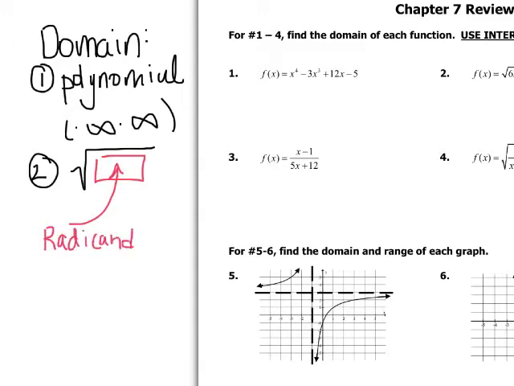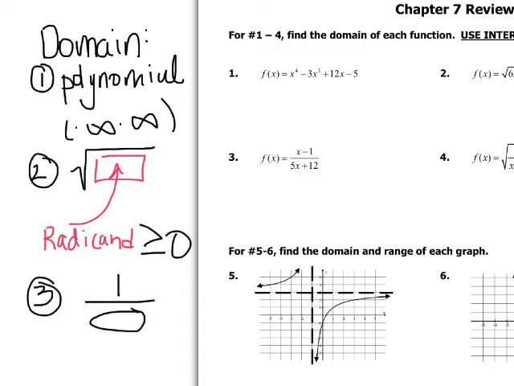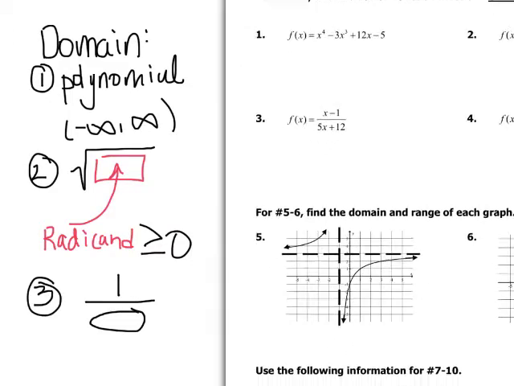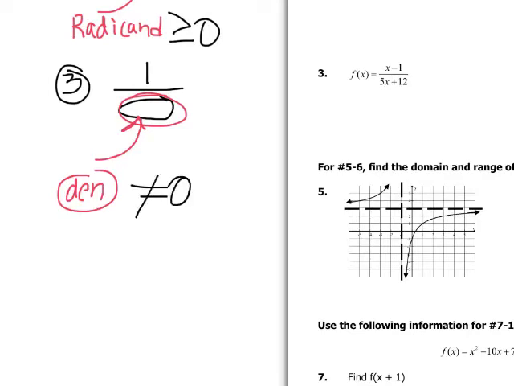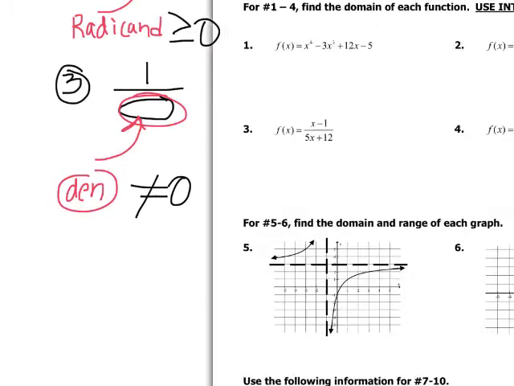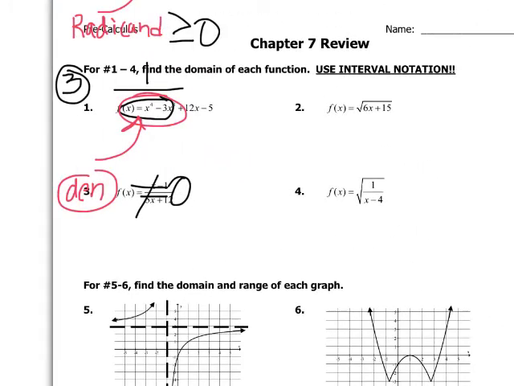to be greater than or equal to 0. And the third rule is if it is a rational, which means a fractional function, a function with a fraction, sorry, then you set the denominator not equal to 0. Okay, so those are our 3 rules. All right, so number 1.